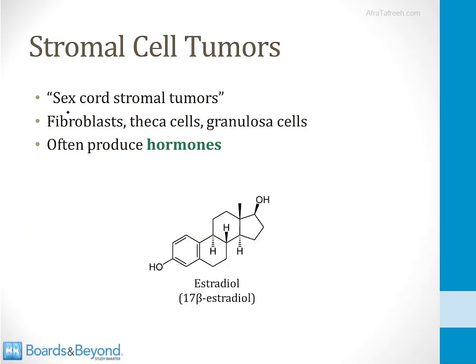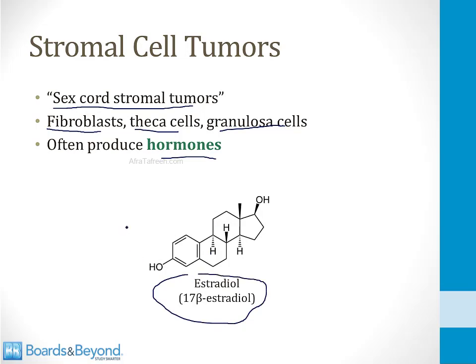So stromal cell tumors are also called sex cord stromal tumors, and they derive from fibroblasts, theca cells, and granulosa cells, basically all the supporting cells of the ovary. One thing to be aware of is that these tumors often produce hormones like estradiol, which is an estrogen, and that's easy to remember if you know that they derive from theca and granulosa cells in many cases. These are the cells that normally produce hormones in the ovary.